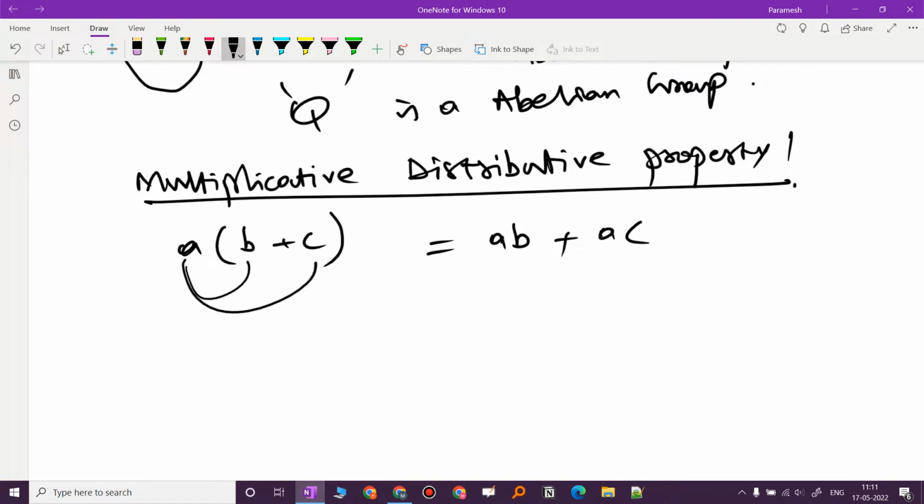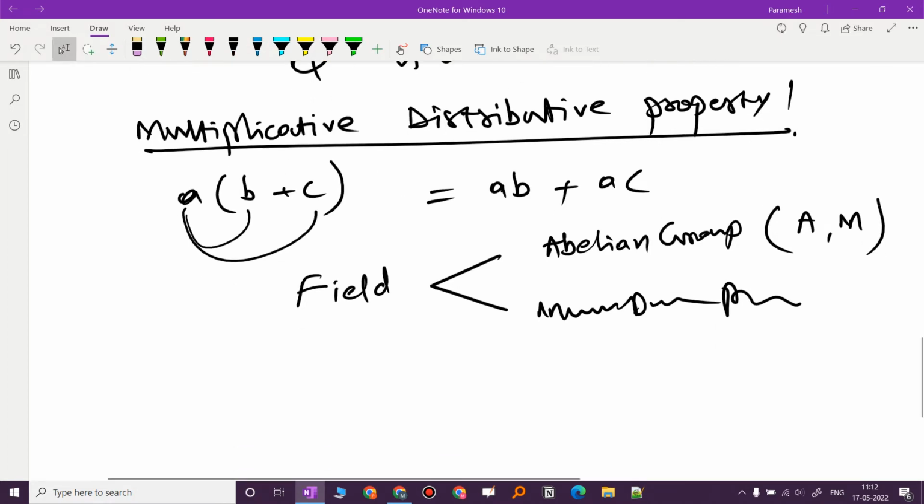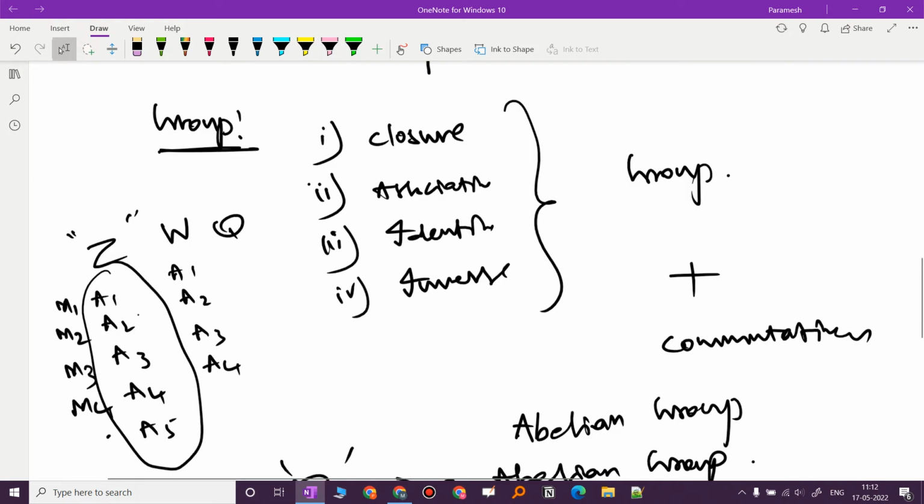So any number set that is an Abelian group in both binary operations and holds the multiplicative distributive property is said to be a field. Field means an Abelian group in both binary operations, addition and multiplication, and it holds the multiplicative distributive property. Then only we can say that it is a field. Okay, these are the properties of rational numbers.